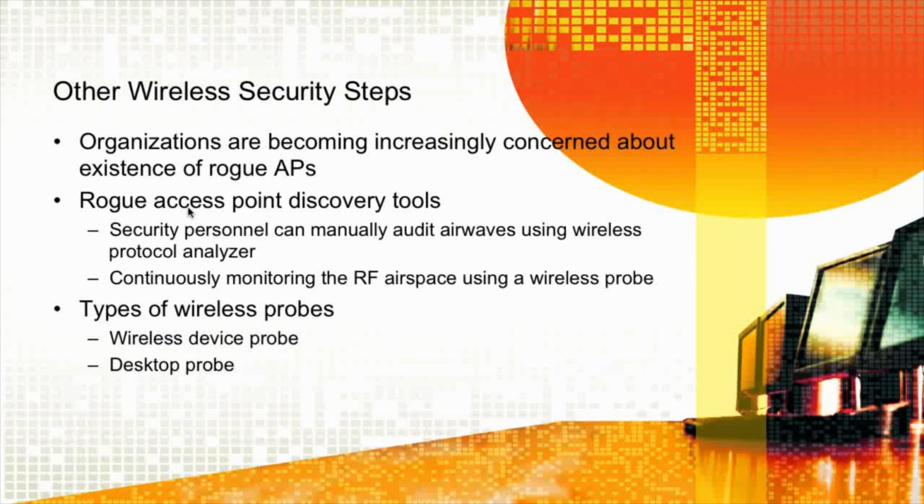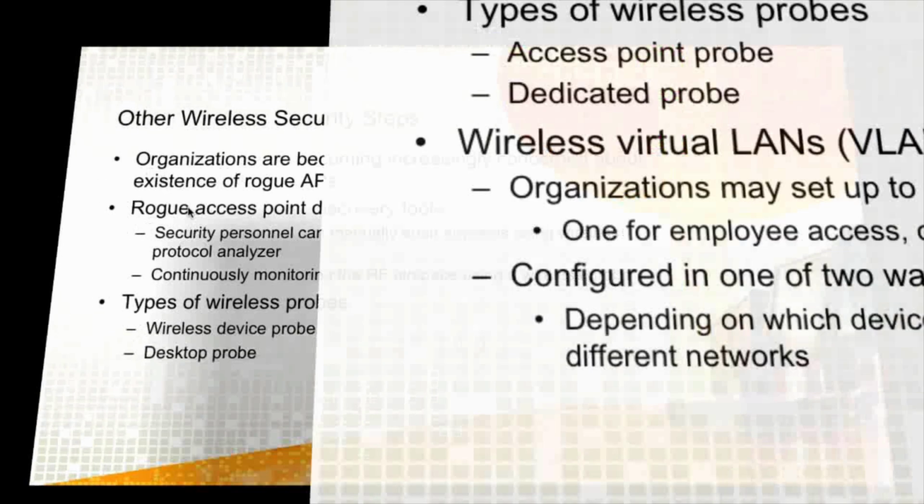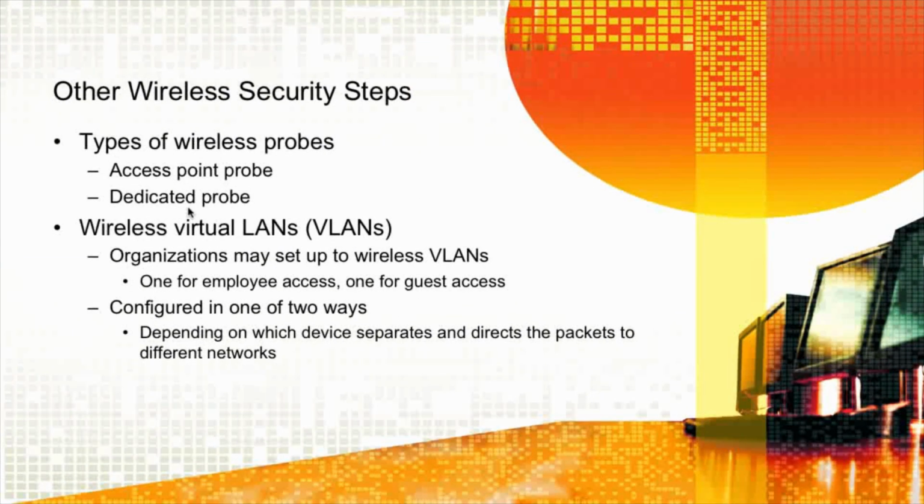With organizations becoming increasingly concerned about the existence of rogue access points, there are tools that can be used, like rogue access point discovery tools. Security personnel can manually audit the airwaves using a wireless protocol analyzer and continuously monitor the RF airspace using a wireless probe. Some of the wireless probes available are wireless device probes and desktop probes. The wireless device probes can probe access points and dedicated probes.